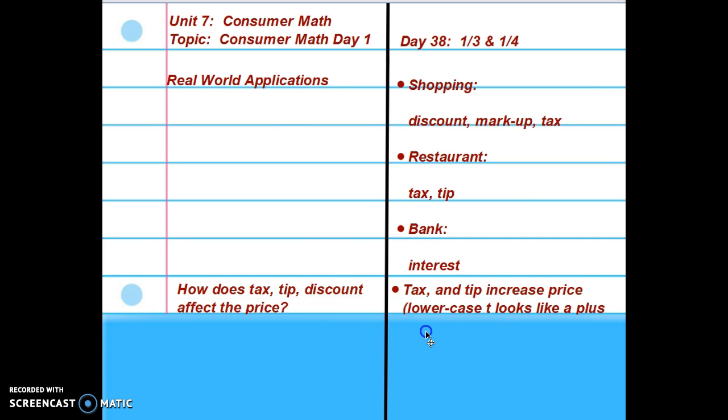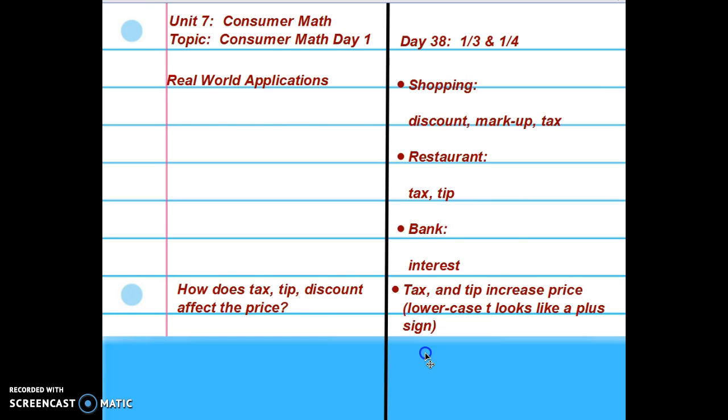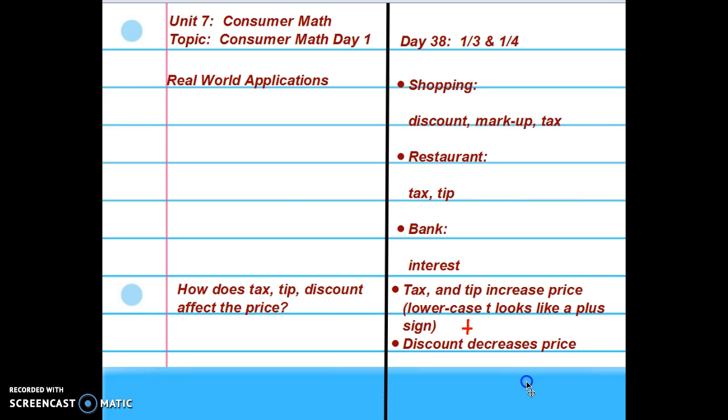So how does tax, tip, and discount affect the price? Alright, so tax and tip increase the price. I remember that because a lowercase t and tax and tip both start with T, looks like a plus sign. Discount decreases the price. Discount and decrease both start with the letter D.